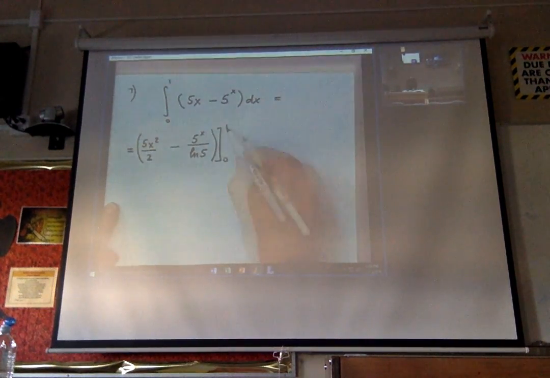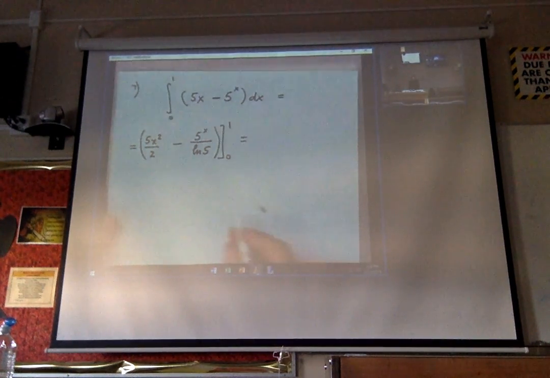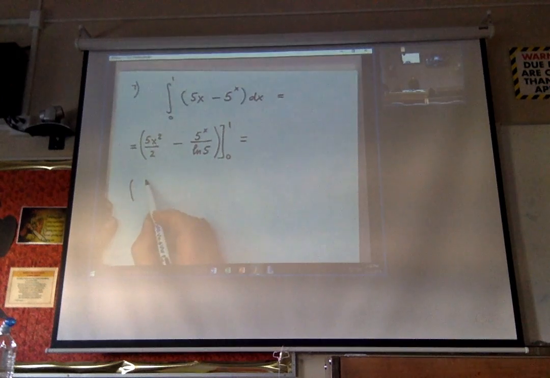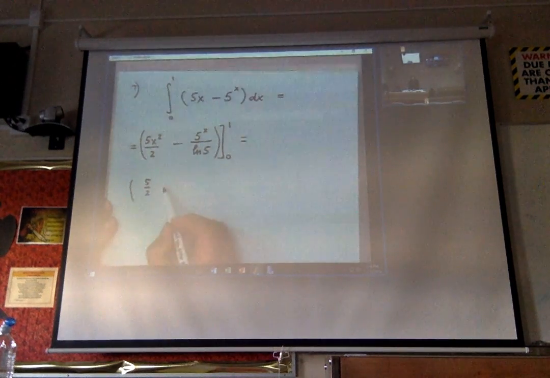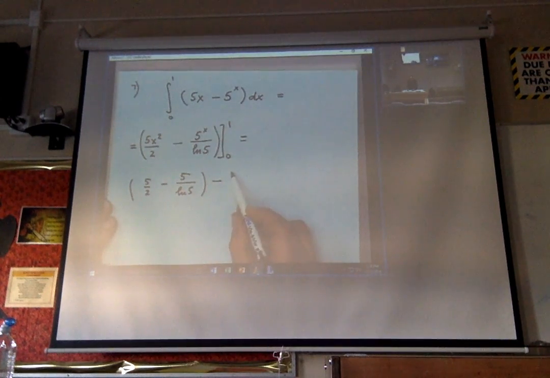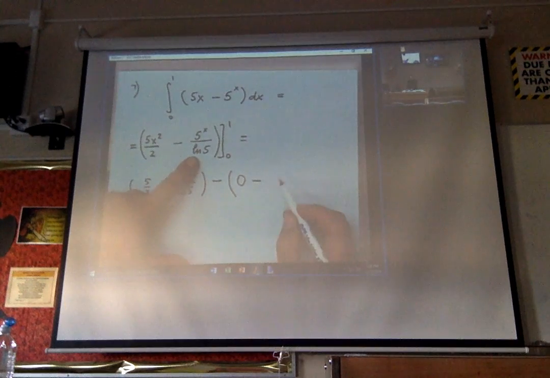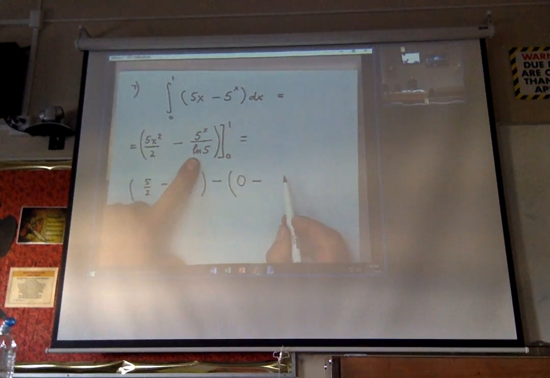And you go from 0 to 1. So when we substitute 1, you get 5 over 2 minus 5 over natural log of 5, minus, and then when you substitute 0, right, when you substitute 0, what is this? This will be 0, that's right. But when you put 0 here, you get what? 1 over the natural log of 5.